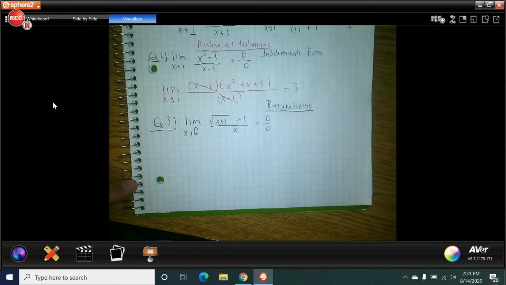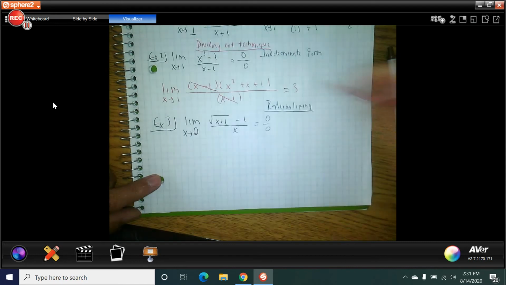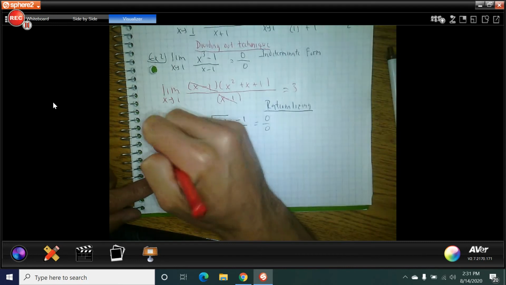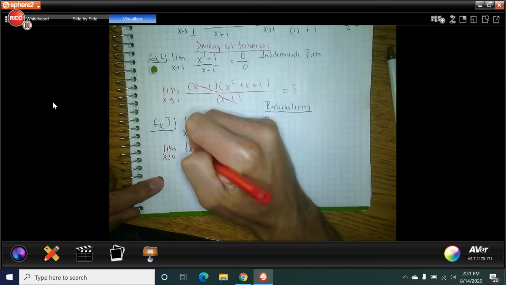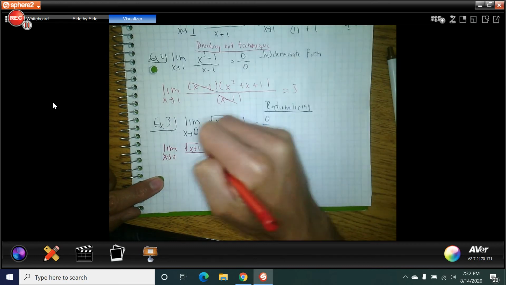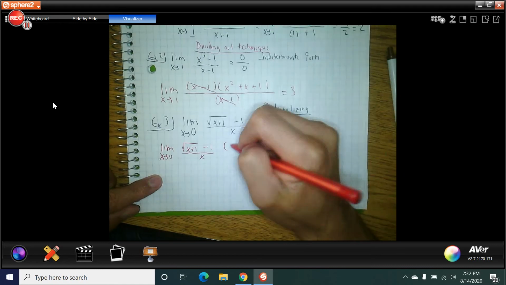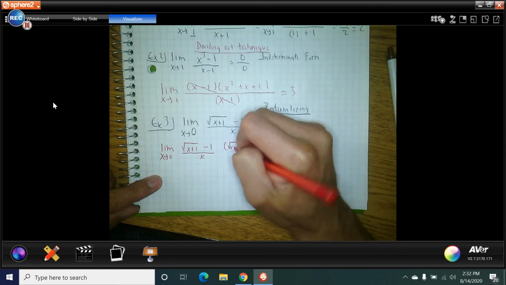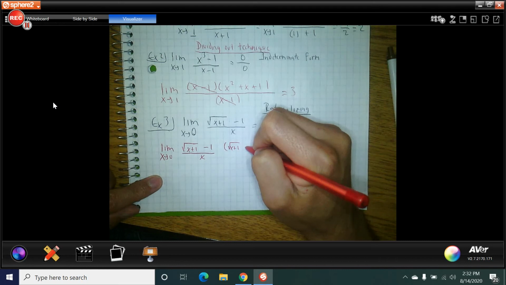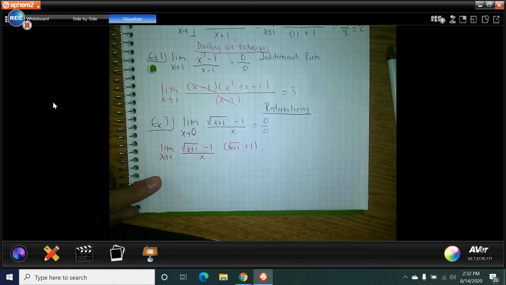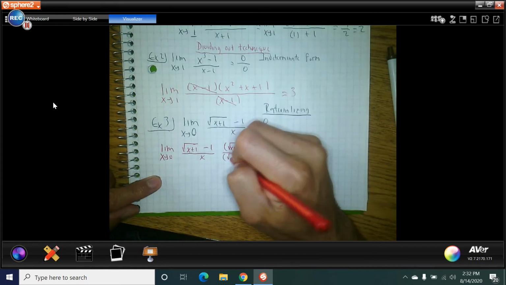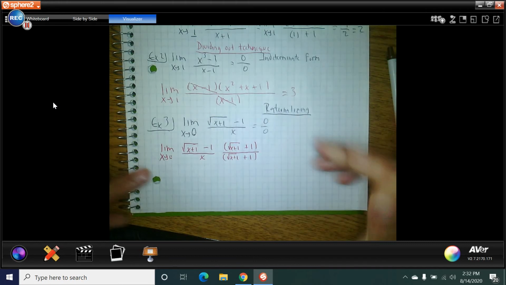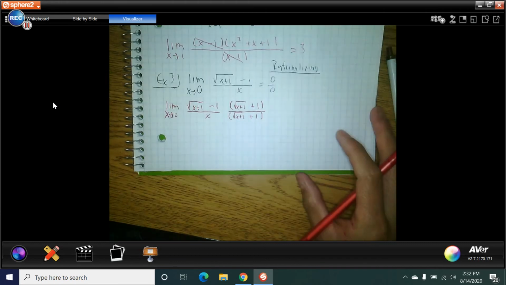So in this case, I'm going to go ahead and switch color. I'm going to say the limit as x approaches 0 of the square root of x plus 1 minus 1, divided by x, and I'm going to multiply by the conjugate of the square root of x plus 1 minus 1, which in this case is plus 1. Remember, in algebra, if you're going to make a change to the numerator of a fraction, you have to do it to the denominator. So I'm going to multiply the denominators as well. I'm going to multiply that out.